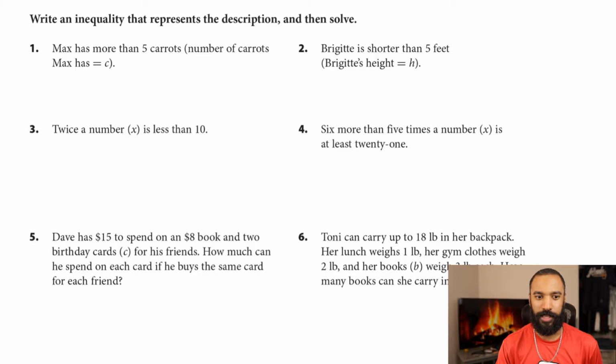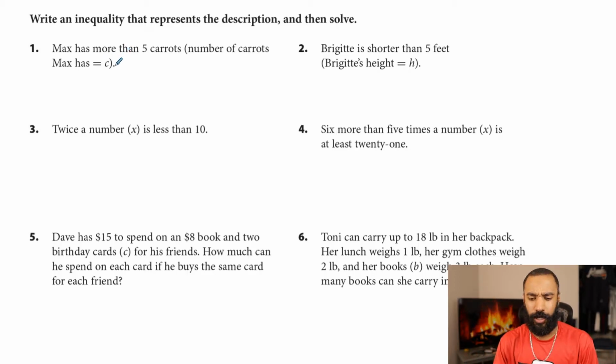Now the first 6 problems on this page, we are going to write an inequality that represents the description. Oh, and then I guess I will solve, if that's okay with you. Some of them are set up exactly as they're solved once they're set up. Max has more than 5 carrots. Number of carrots Max has equals C. So they define the variable for us.